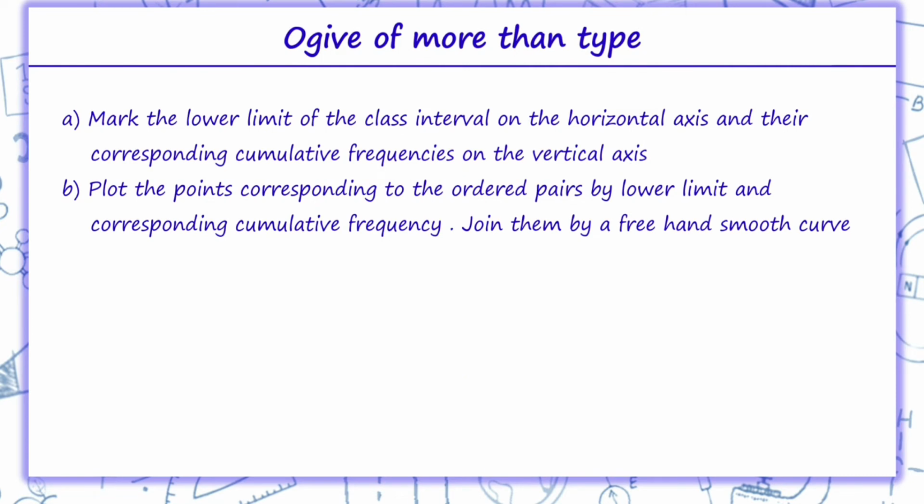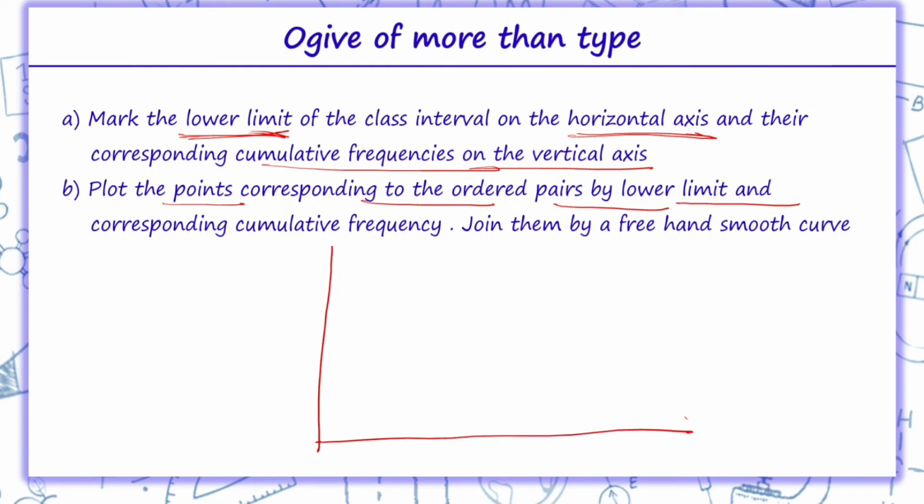Coming on to more than ogive. For the ogive of more than type, over here we will mark the lower limit of the class interval on the horizontal axis and their corresponding cumulative frequencies on the vertical axis. Then we will plot the points corresponding to the ordered pairs of the lower limit and the corresponding cumulative frequency. We will join them by freehand.